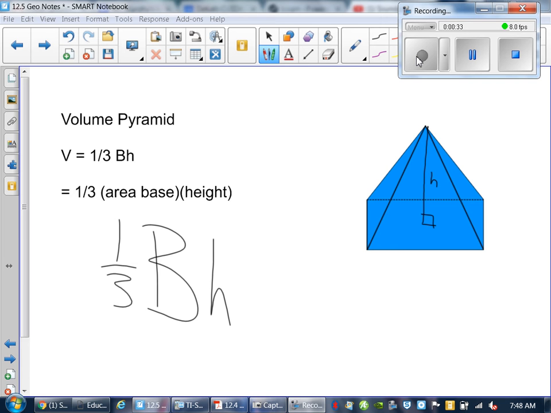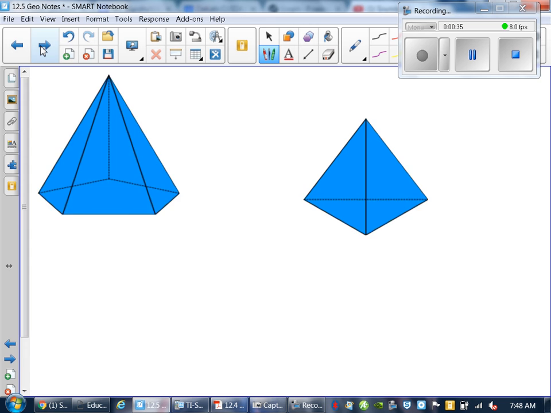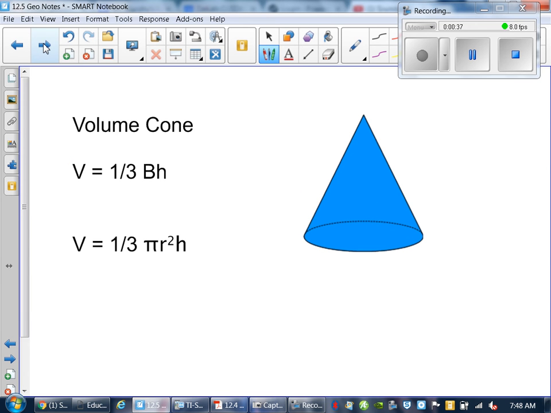Another mark. Cone, same deal. A cone is just a pyramid that has a circle base. So it's just 1/3 pi r squared times how high up, the vertical height. Now remember, when you're putting these things in your calculator, use the fraction bar for 1/3, and then all the rest of the stuff.